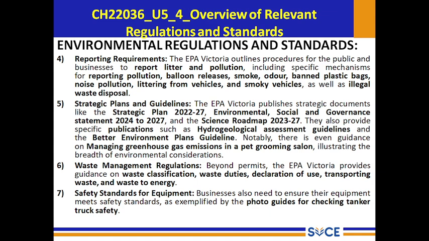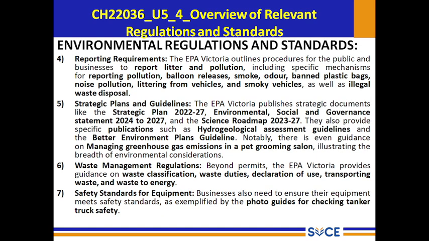Last but one, we have waste management regulations, which go beyond the permit. The Environmental Protection Authority Victoria provides guidance on waste classification, waste duties, declaration of use, transporting waste, and waste to energy. The last one is safety standards for equipment. Businesses also need to ensure that equipment meets safety standards, as exemplified by the Porto guidelines for checking tanker truck safety. That's about the first set of regulations and standards, which we call environmental regulations and standards.